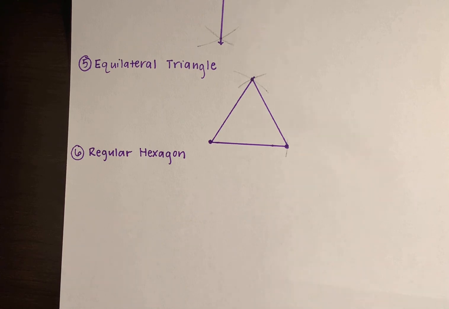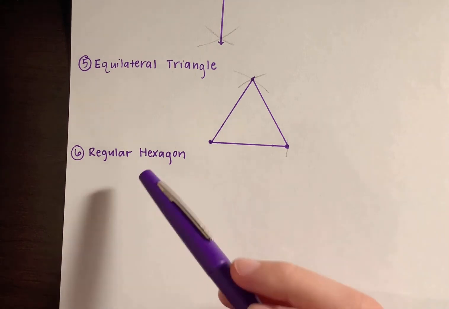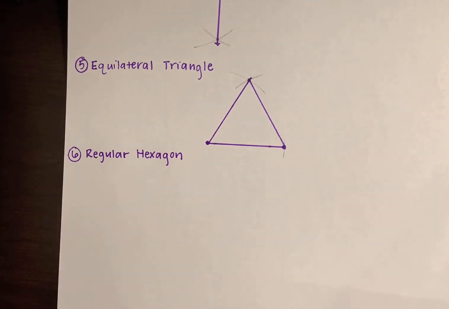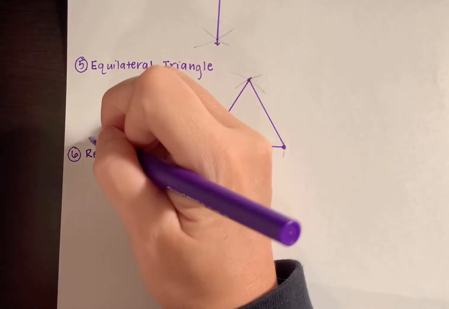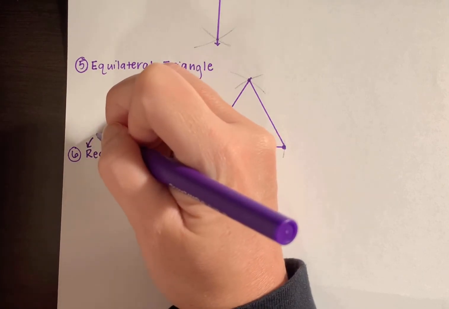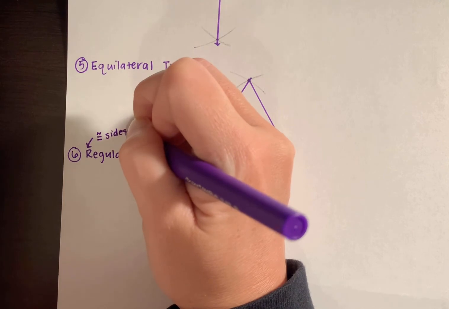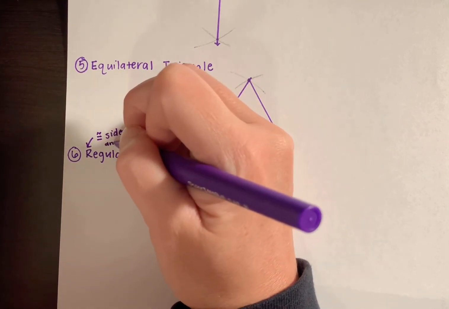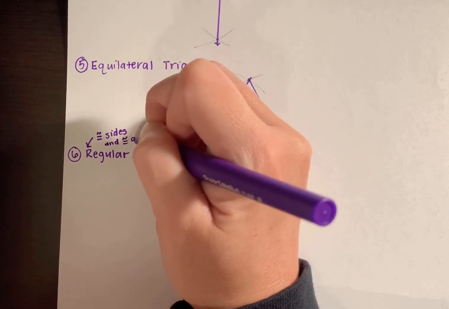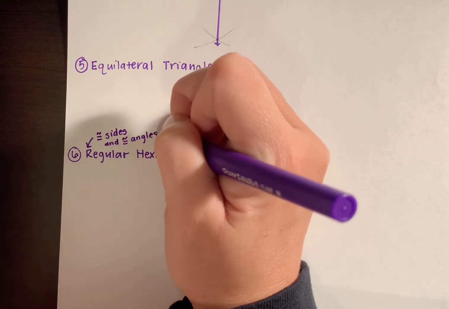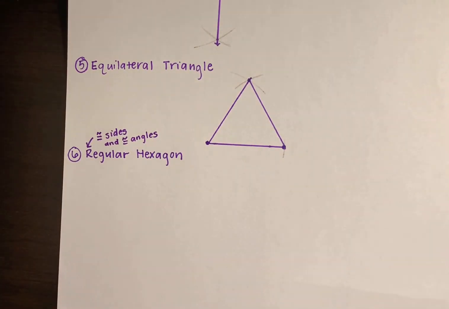We're going to go ahead, just a quick reminder, hexagon means a six-sided figure. Regular, for those of you that don't know, technically means congruent sides and angles. So this would be a six-sided figure, but every single side is the same length and every single angle is the same measurement.